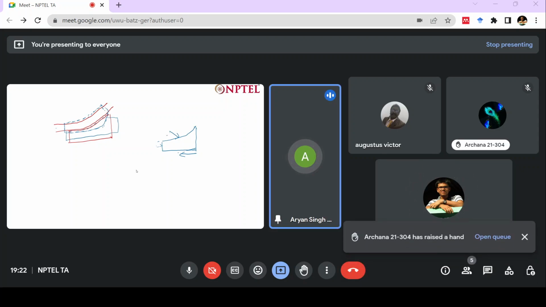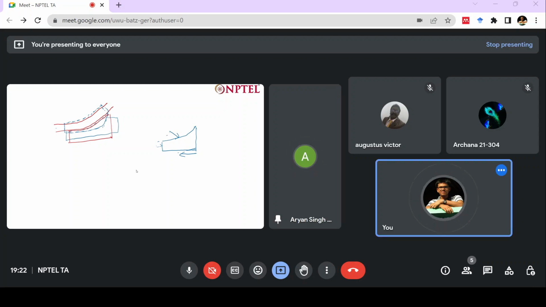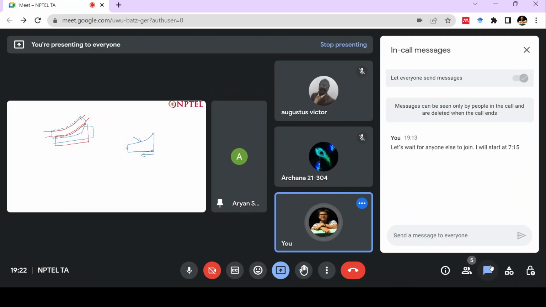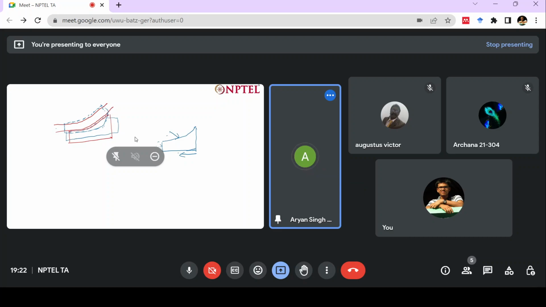So while solving such problems, if I choose my control volume which cuts through a solid portion, then I have to assume that in that solid portion as well, I have to give that atmospheric pressure acting. So basically, this atmospheric pressure will cancel out. Okay, fine, sir. Got it.